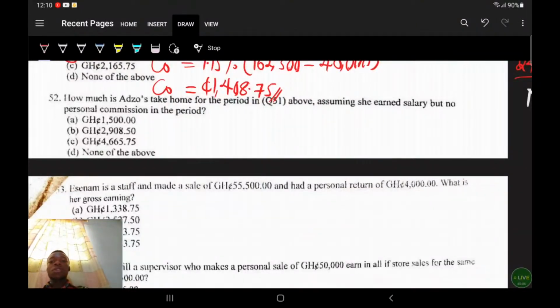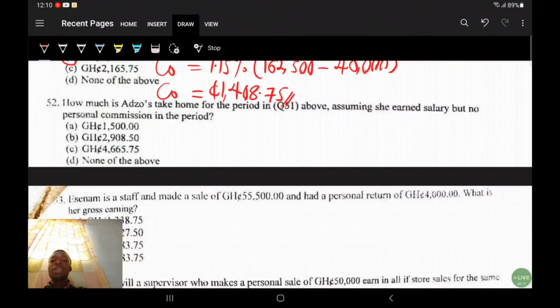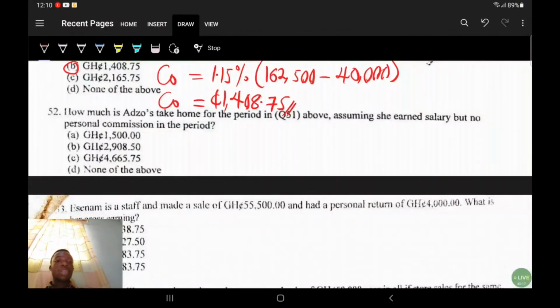Alright, so let's move on to question 52. How much does Azul take home for the period in question 51 above, assuming she earned a salary but no personal commission in the period? So they are saying that we should calculate the take home. That's more like total earnings for Azul if he earned a salary, right? But then doesn't earn any personal commission.